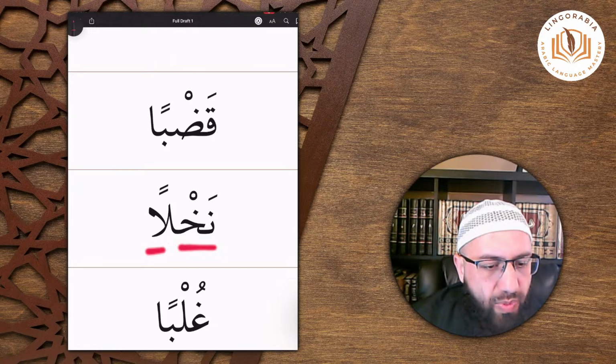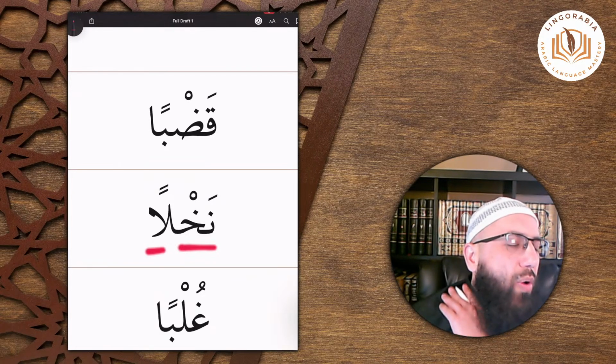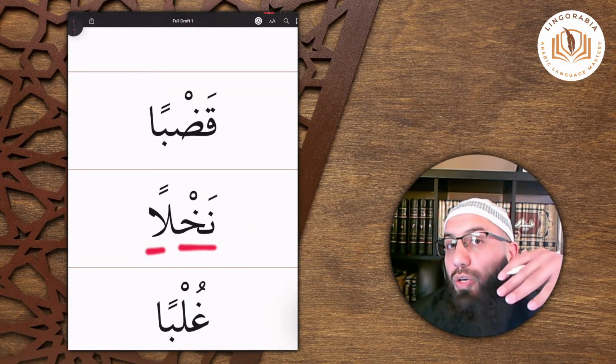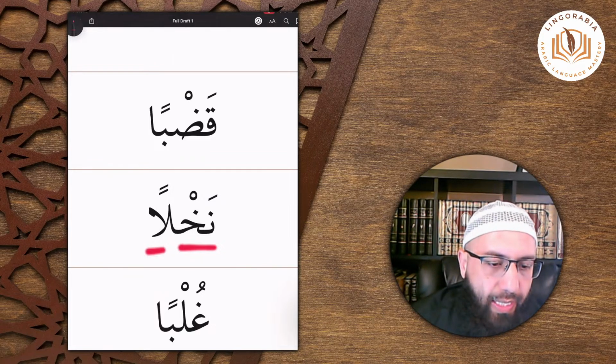What's the difference between the dad and the ha for pronunciation? Guys, the ha comes from the throat, okay? From the throat area. And the dad is produced by pushing your tongue up and towards the sides. It's a totally different letter, totally different characteristics.